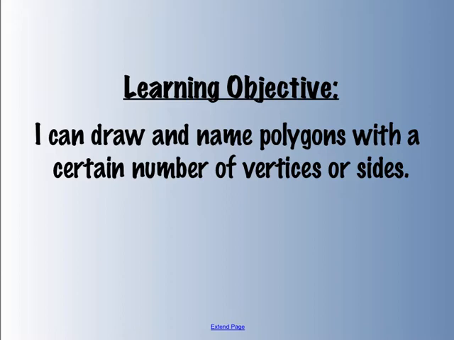MacPhail. Today your learning objective by the end of this video is to be able to draw and name polygons with a certain number of vertices or sides. You'll remember that vertices are where two sides meet at a point or an angle. Okay, that would be the vertice. And then the side is what makes up the shape. Okay?